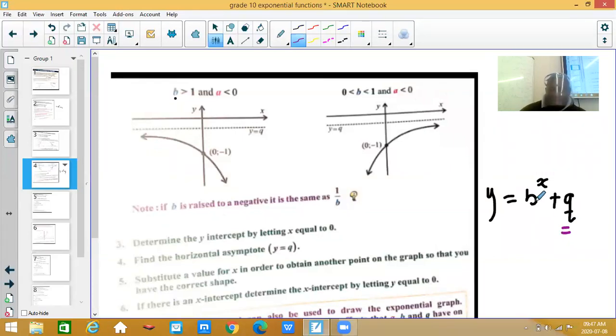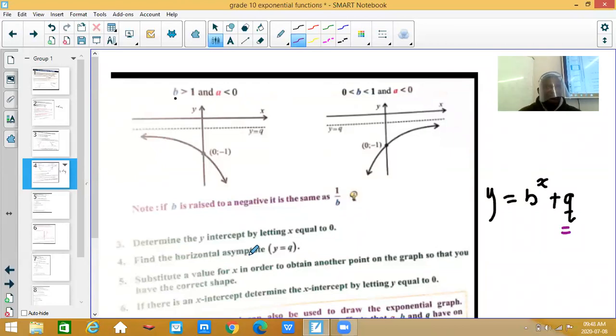And then you treat it the same way we dealt with the hyperbolic functions. Now, you substitute a value for x in order to obtain another point on the graph so that you have the correct shape. You can take any other number, because on the shape you need to know whether it is curving upwards or curving downwards. So you just take one point and try it so that it gives you the direction.